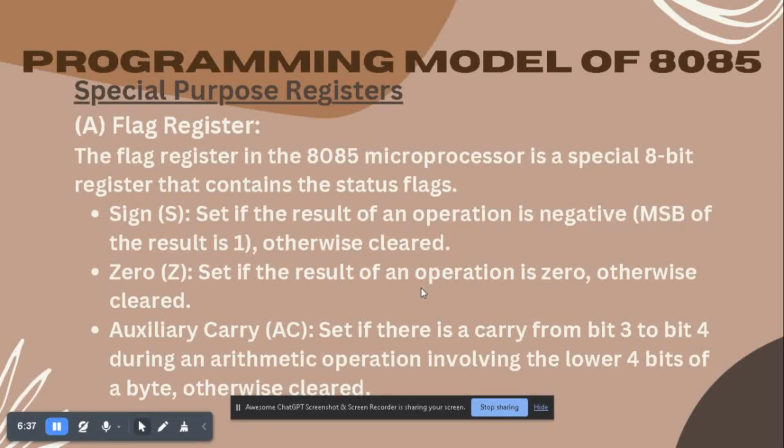Then we have auxiliary carry. In short, we call it AC. Auxiliary carry flag is set if there is a carry from bit 3 to bit 4 during an arithmetic operation involving the lower 4 bits of a byte, otherwise cleared. Suppose we are doing some operation like sum of two numbers. If there is a carry generated after the third bit, then the auxiliary carry flag is set, and if the carry is not generated, then the value of AC flag is reset.